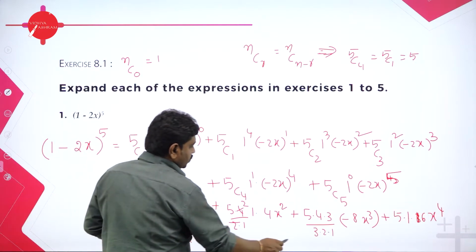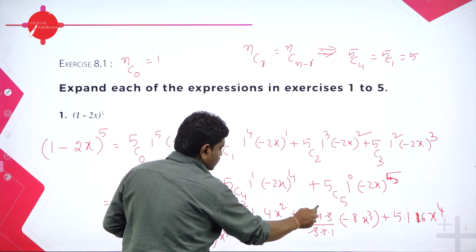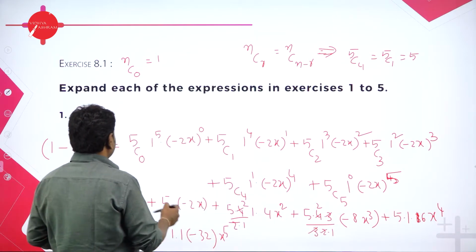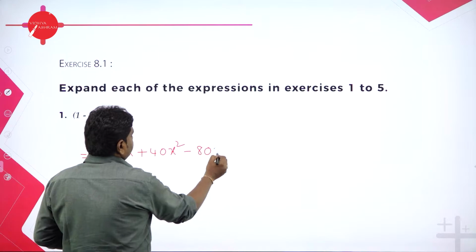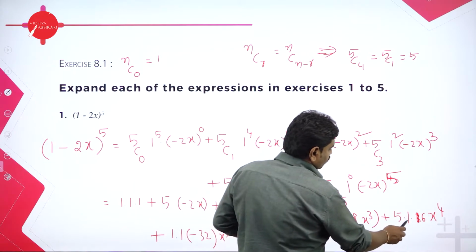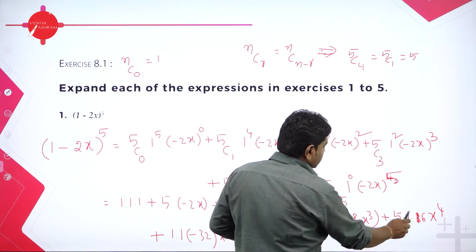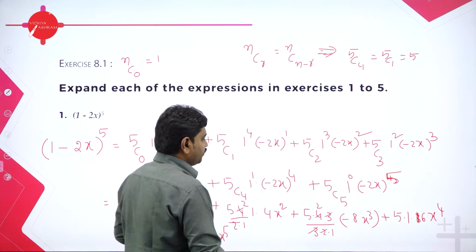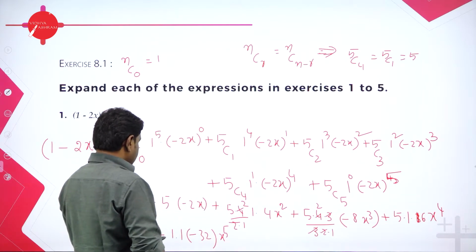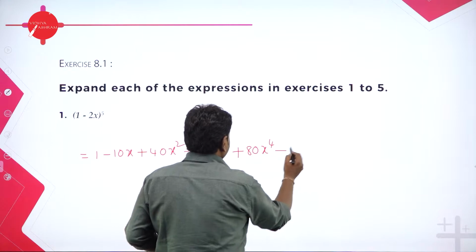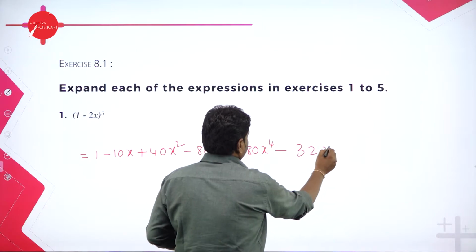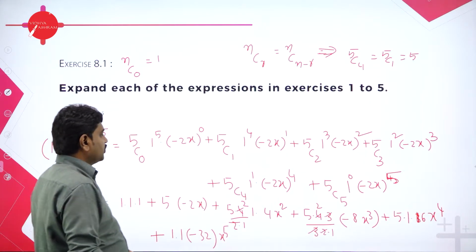Fourth term. So here 3 cancels, 2 ones are 2, 2 twos are 5, 5 twos are 10, 10 eights are 80, plus into minus is minus, minus 80x cube. Then here 5 into 1, 5 into 16 is 80, 80x power 4. Then plus into minus is minus, 32x power 5. So here you can observe the values.